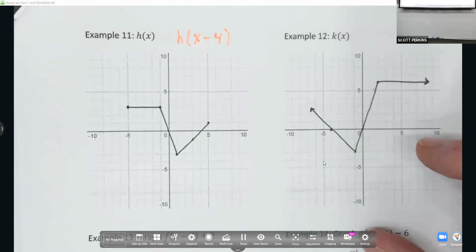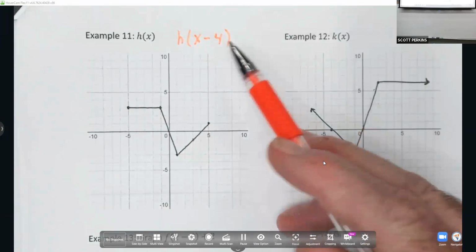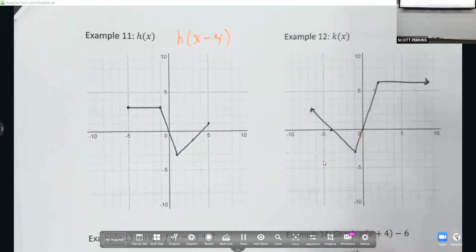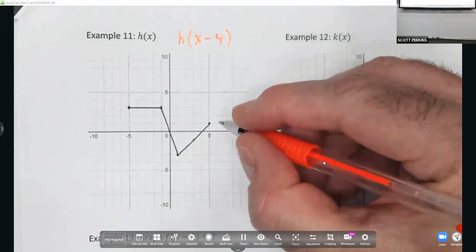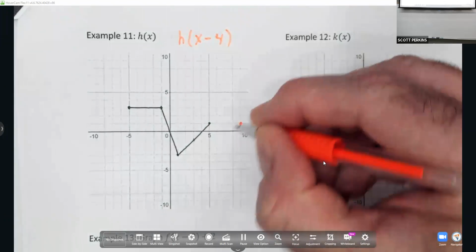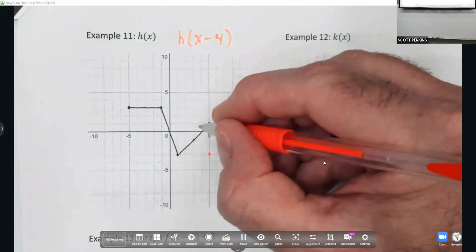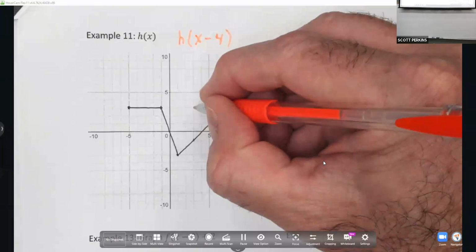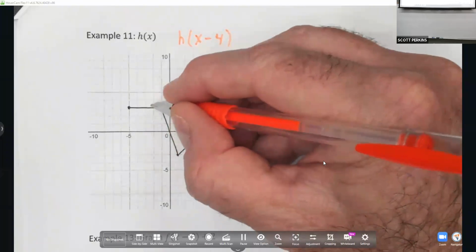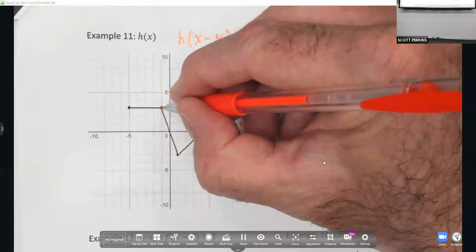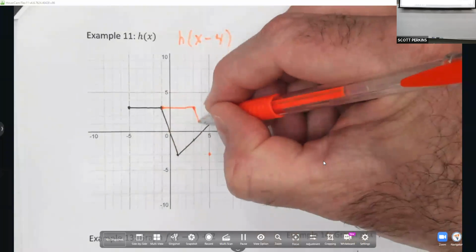I'm just going to get started with this. You can keep finishing. X minus 4 means I'm going to move the whole thing in the positive x direction. I'm going to add 4 to all of my points. So I'm doing that right now. And when I do that, it looks just like this.